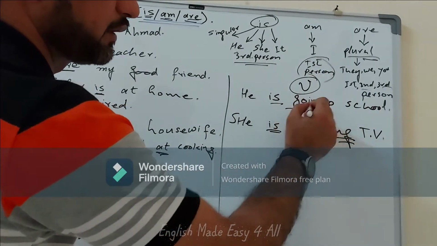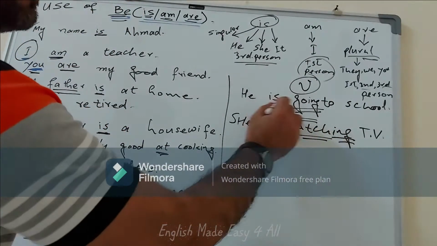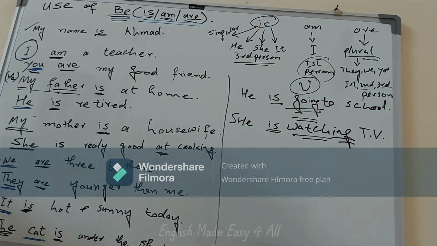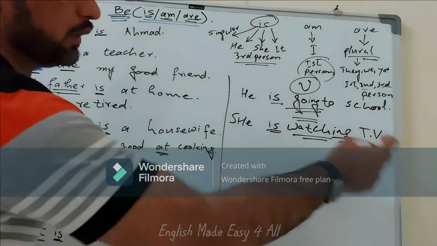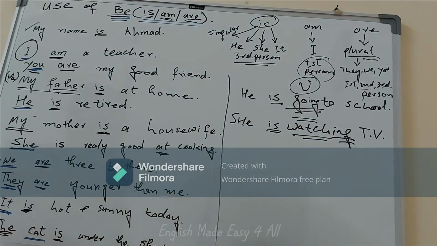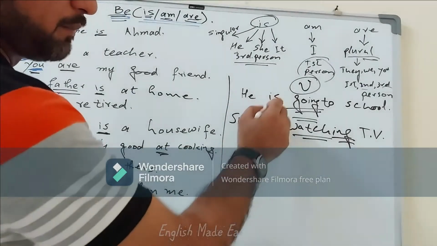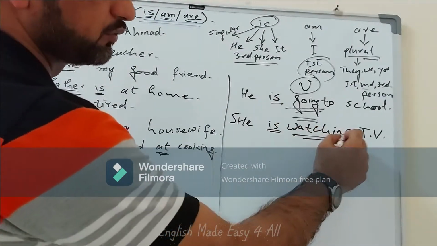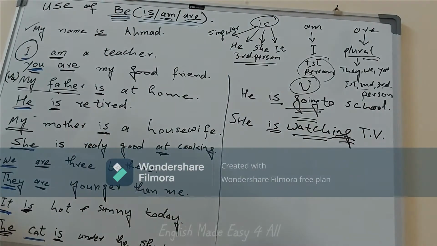So if there is a verb, we don't use it without ing. And ing means when something is going on now. In that situation we use he is going to school, she is watching TV. So this is the present progressive or present continuous tense. When we use is, am, are with the verb, we put ing with that.